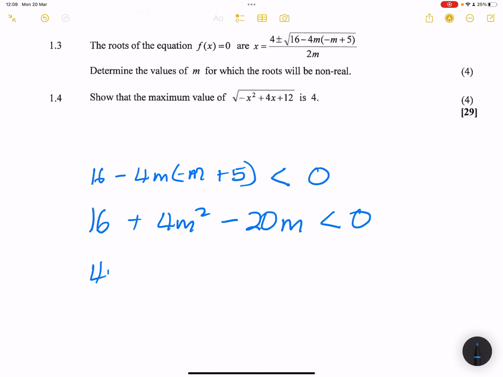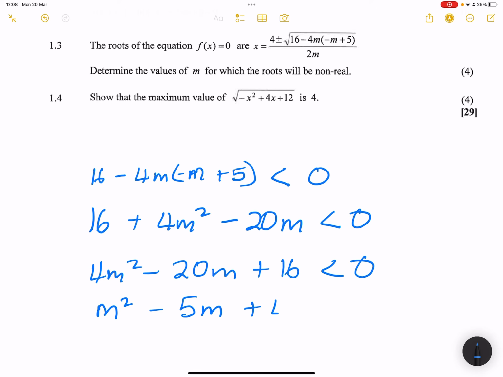So we've got 4m squared. We're putting it as a quadratic equation. So that's going to be 4m squared minus 20m plus 16, which is less than 0. Okay, we're going to divide everything by positive 4. It will not affect the inequality. So that's going to be m squared minus 5m plus 4, which is less than 0.